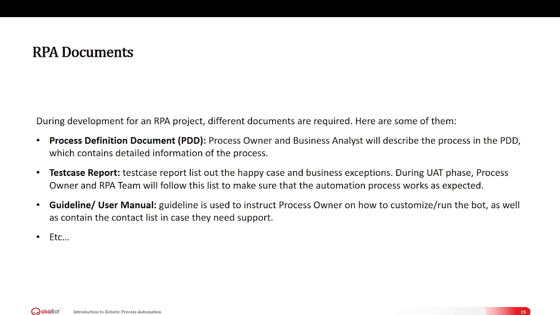Then we will move on to the guideline, also known as the user manual. The guideline is used to instruct the business owner on how to customize the render parts, and also contains the contact list in case they need support, and so on, depending on what type of process we have.